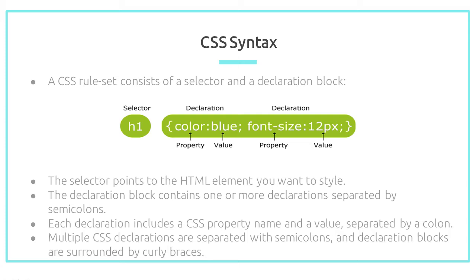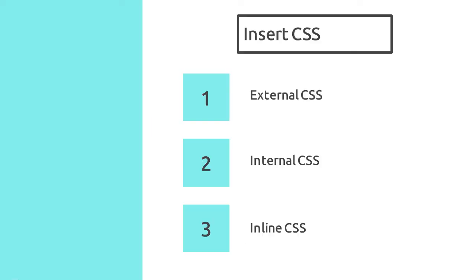CSS syntax. A CSS rule set consists of a selector and a declaration block. The selector points to the HTML element you want to style. The declaration block contains one or more declarations separated by semicolons. Each declaration includes a CSS property name and a value, separated by a colon. Multiple CSS declarations are separated with semicolons, and declaration blocks are surrounded by curly braces. There are three ways of inserting a style sheet: external CSS, internal CSS, inline CSS.